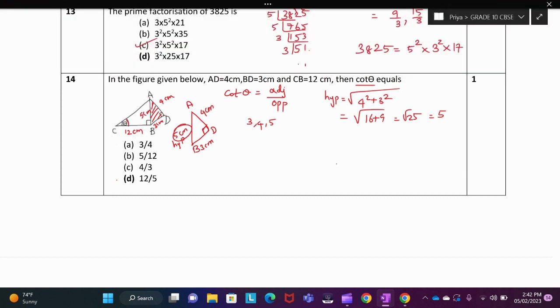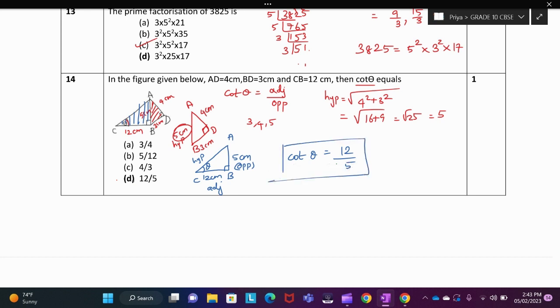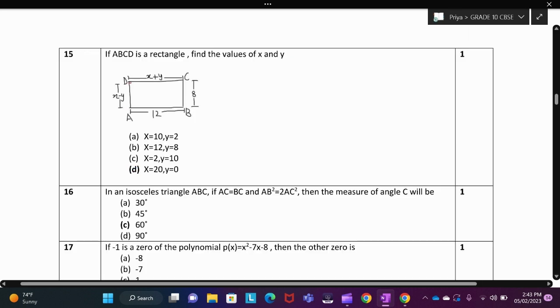So if I consider this triangle, that is A, B and C, opposite of theta is always opposite, and 90-degree opposite will be hypotenuse, and this is adjacent. So cot theta is equal to adjacent by opposite, that is 12 by 5. The option is D.